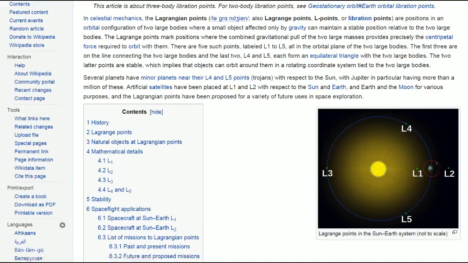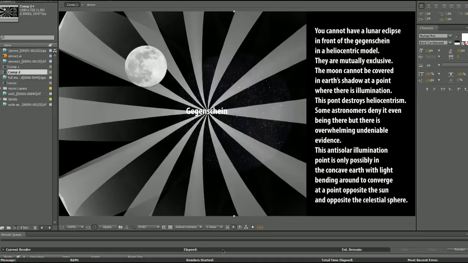You cannot, ladies and gentlemen, let me reiterate this for you. You cannot have a lunar eclipse in front of the Gegenschein in a heliocentric model. They are mutually exclusive. The moon cannot be covered in Earth's shadow at a point where there is illumination. It's that simple. Do you understand what I'm saying? This Gegenschein point is a bright spot, and that's where the lunar eclipse supposedly happens.